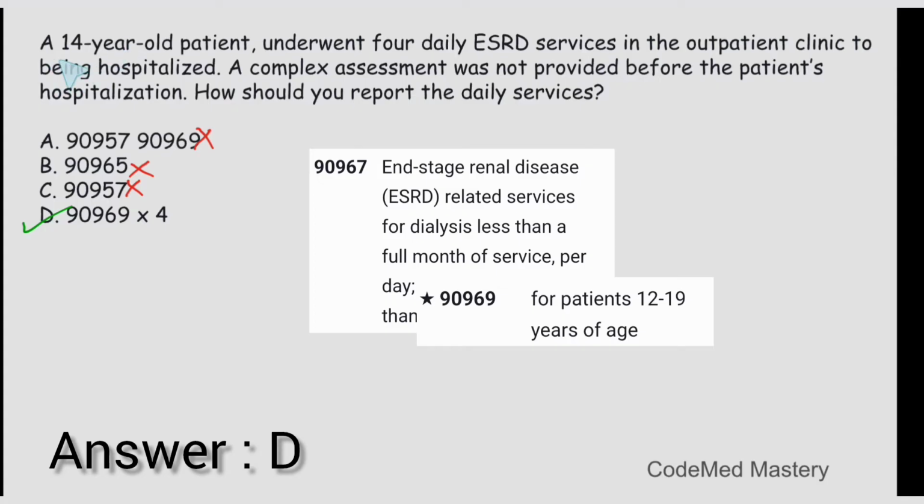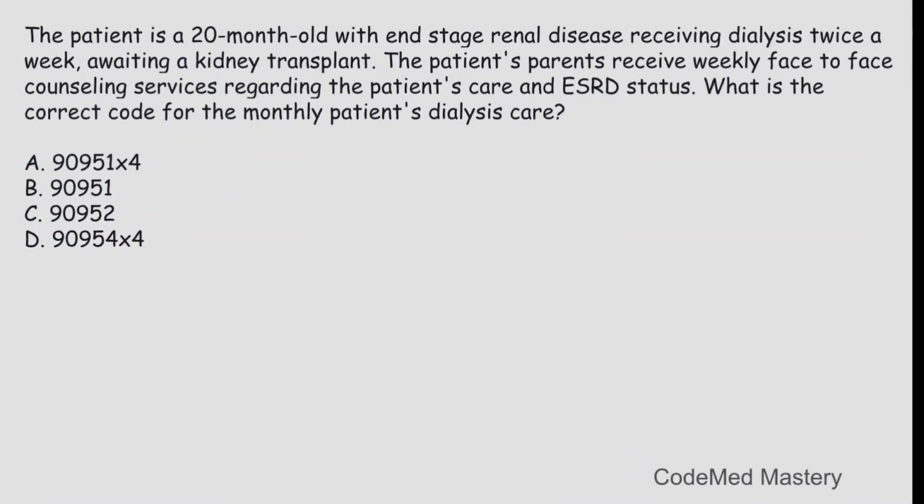Here the age of the patient is 14, that is matching, and also they have multiplied it 4 times because the code is for per day, and here 4 daily ESRD services are mentioned. So we have to code 90969 into 4. We have to multiply the code as per the number of days mentioned. Read the question.